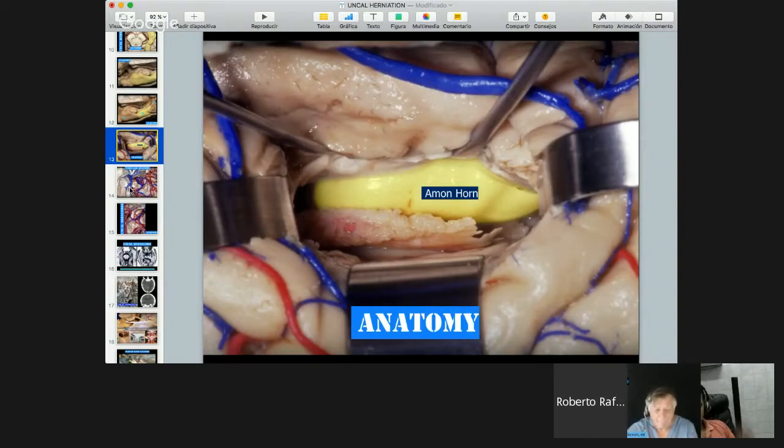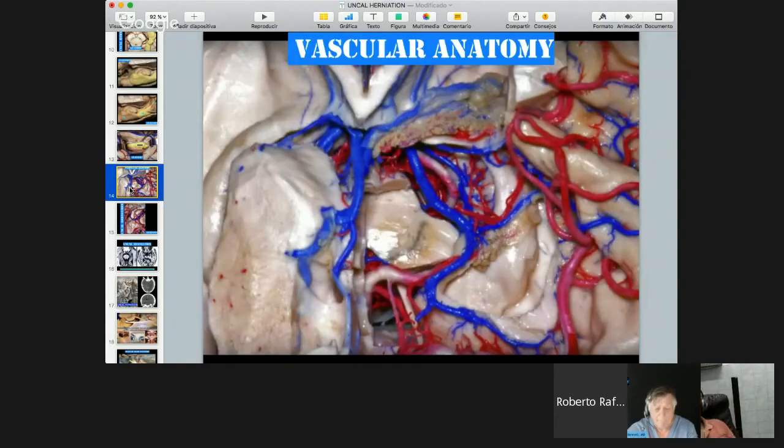The vascular anatomy in this area is very rich and very important, and we have three vascular pedicles, each depending on the middle cerebral artery, posterior cerebral artery, and anterior choroidal artery here. And this is the basal vein here, the cerebral peduncle here, and the choroid plexus is here.